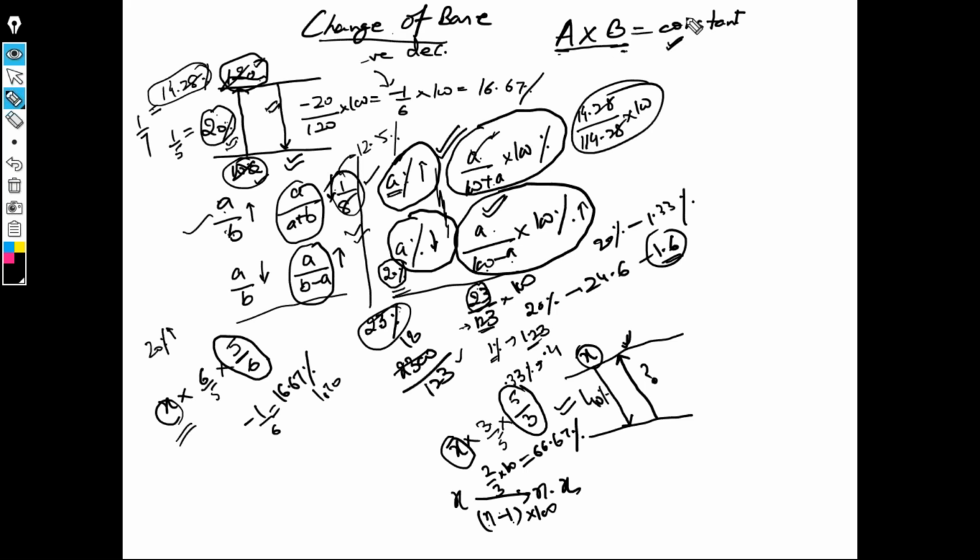Is this part clear? So this is a very important application of this concept. Please always keep this in mind. Good.